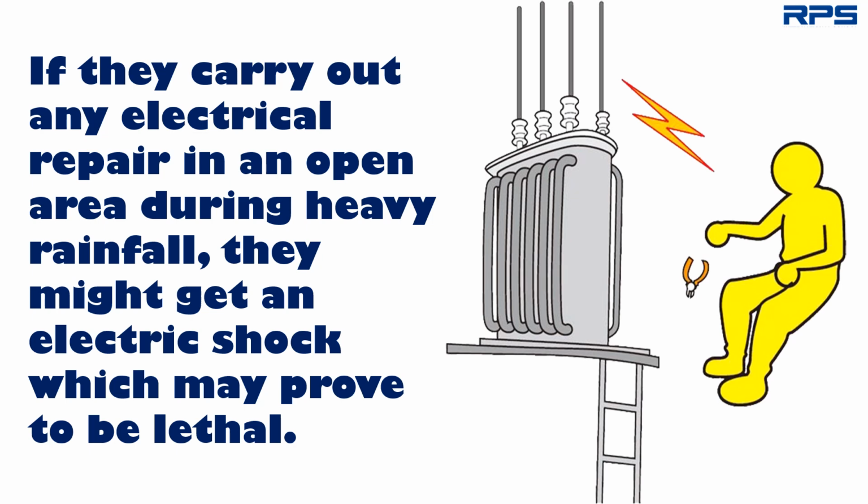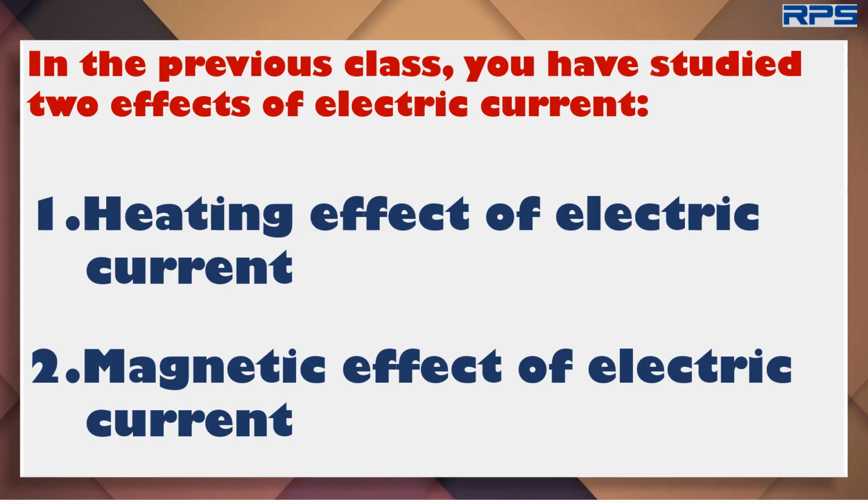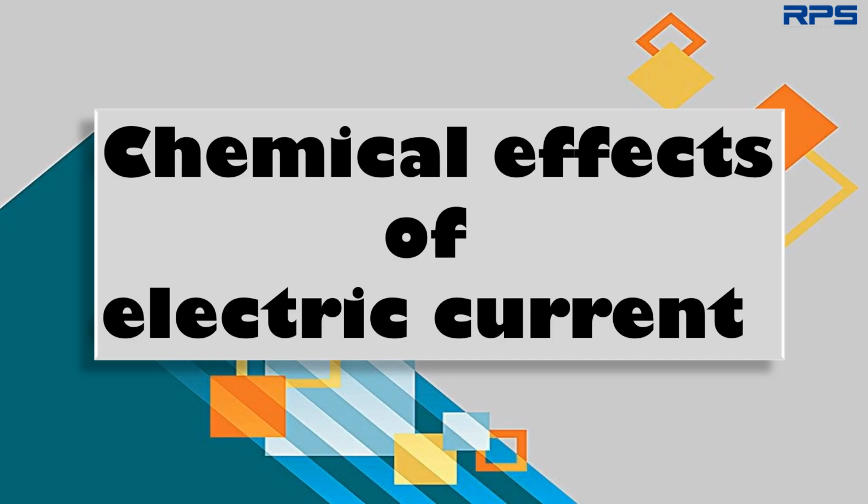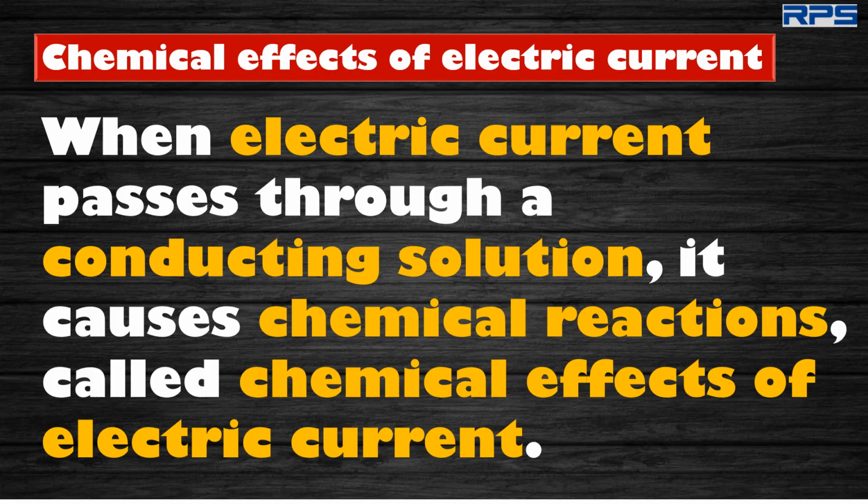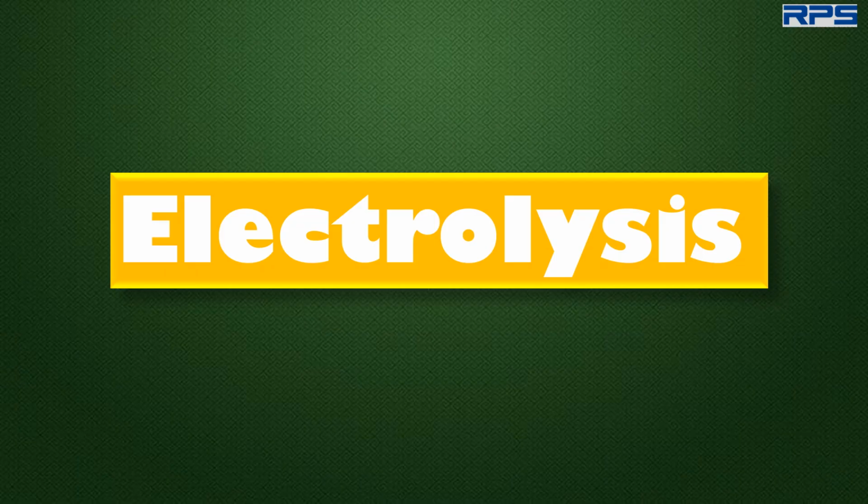In the previous class, you have studied two effects of electric current: heating effect of electric current and magnetic effect of electric current. Now we will discuss the third effect of electric current, that is chemical effect of electric current. When electric current passes through a conducting solution, it causes chemical reactions. This is called chemical effect of electric current. Electrolysis is one such chemical effect of electric current.